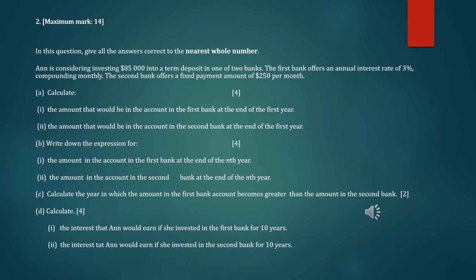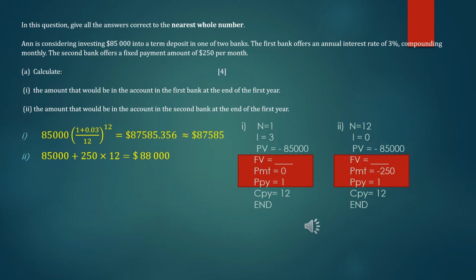You may pause this video to read each one of them, or you can just get your copy and read from it. Using the given information, we can now calculate the amount that would be in the account in the first bank at the end of the first year, and the amount that would be in the account in the second bank at the end of the first year.